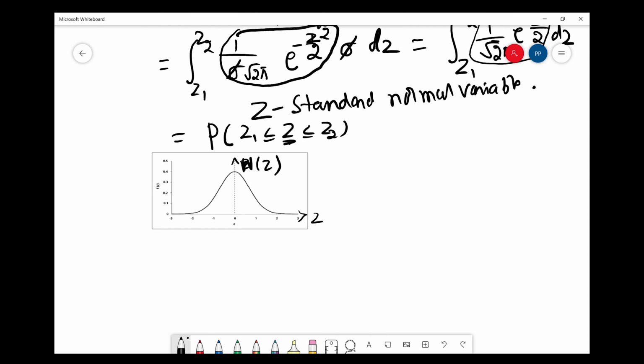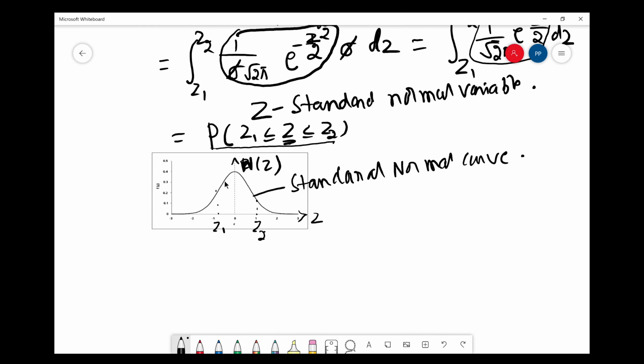That means this probability over the interval z1 to z2 is nothing but the area below the standard normal curve from z1 to z2, maybe from minus 2 to 2, or any value between minus 2, minus 1 to 2, like that. Or I can consider z1 maybe here and z2 maybe here. It is just the area below the curve in that interval. Fine. Now, how to find that out?